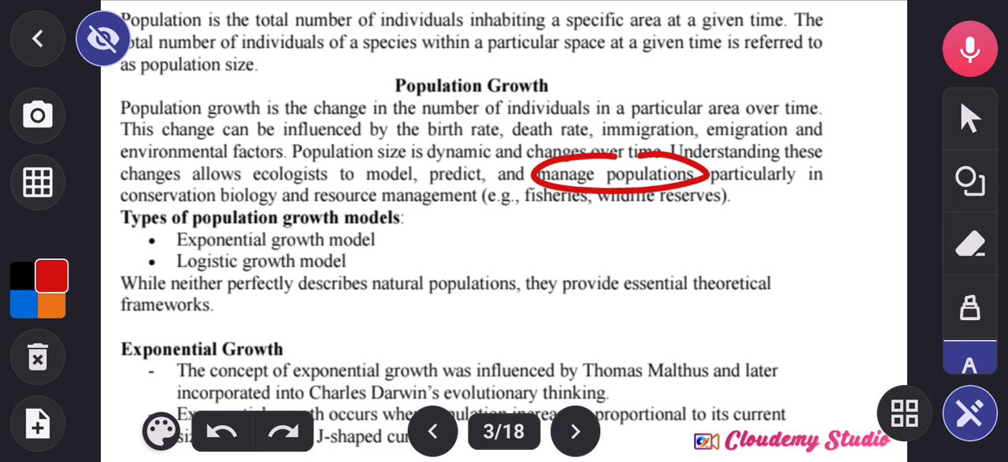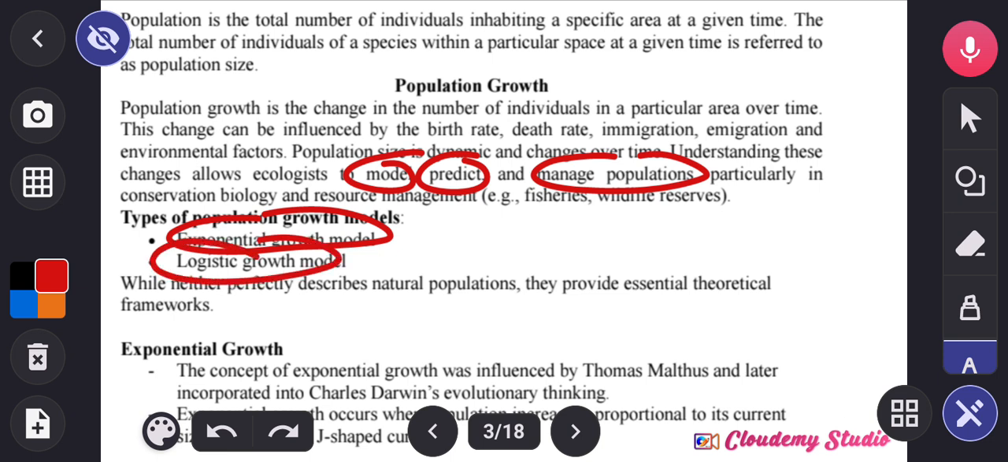You understand? So we use a model to predict population growth, whether it is increasing or decreasing, and we are going to use this prediction to know how we are going to manage this population over time. You understand? Now we have different types of population growth models. The first one is the exponential growth model, and the second one is the logistic growth model.